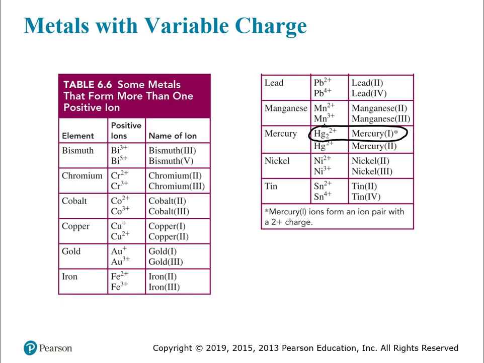the mercury ion that has a +1 charge doesn't like to hang out on its own. So I'll write it out here. Mercury 1 likes to hang out in pairs. So you'll see it Hg2, 2+, not Hg+. Mercury 1 is very social. It likes to have a buddy with it. So when you see that, or you recognize, oh, the charge is 1+ for mercury, remember that it's written Hg2, 2+.